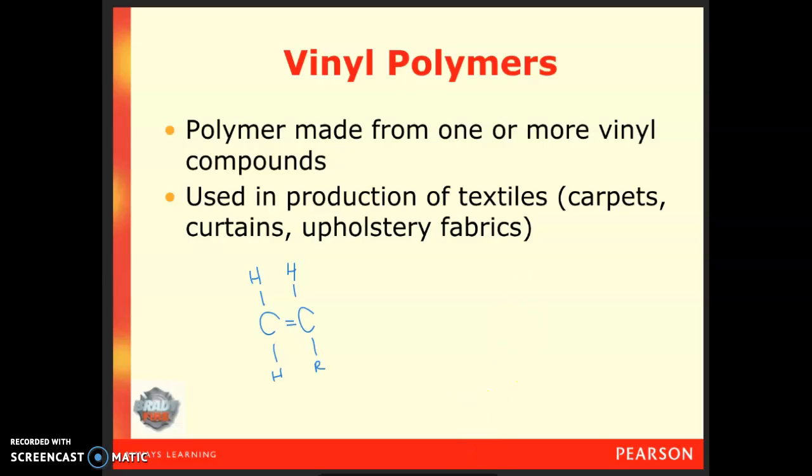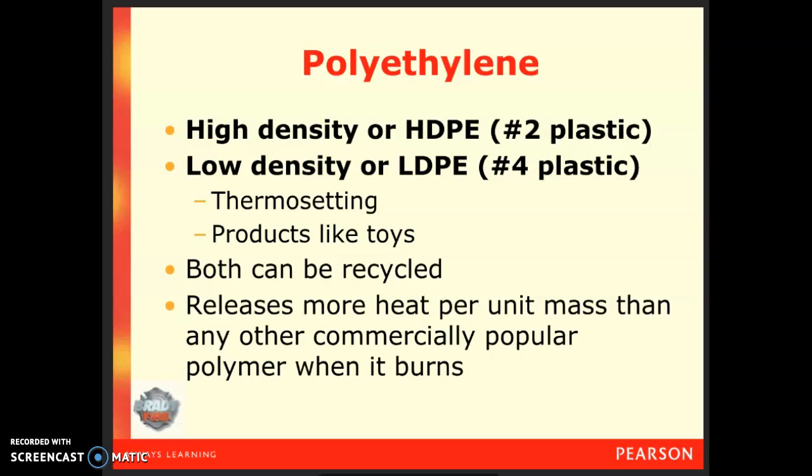So let's take a look at some examples. First, polyethylene. Polyethylene comes in 2 forms. High density polyethylene, HDPE, otherwise known as number 2 plastic, or low density polyethylene, LDPE, otherwise known as number 4 plastic. Now, both of these are thermosetting polymers and are usually found in products like toys. We can also see them in water bottles and other things like that. Now, both can be recycled, and I'm going to put a little star next to this.